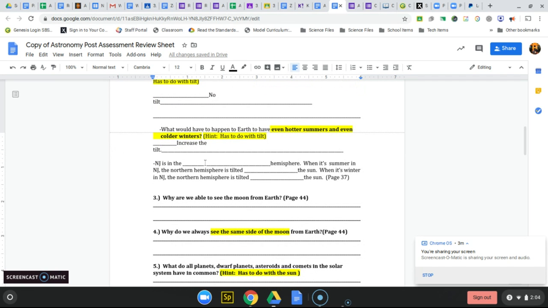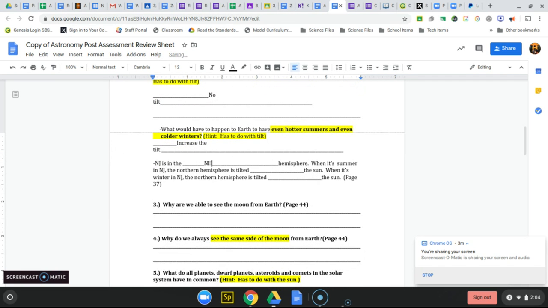New Jersey is in the, I'm going to put an NH for Northern Hemisphere. When it's summer in New Jersey, the Northern Hemisphere is tilted toward the sun. And when it's winter, the Northern Hemisphere is tilted away from the sun. Okay, remember the tilt does not change. It's always 23.5 degrees. It just depends on which hemisphere is tilted towards or away from the sun.